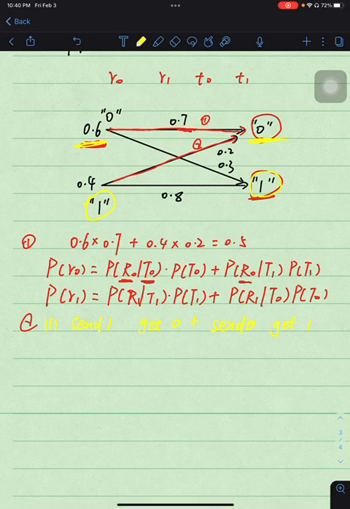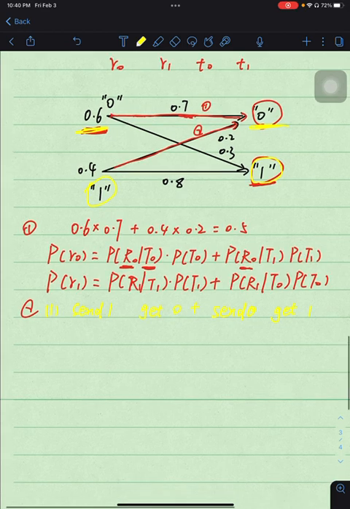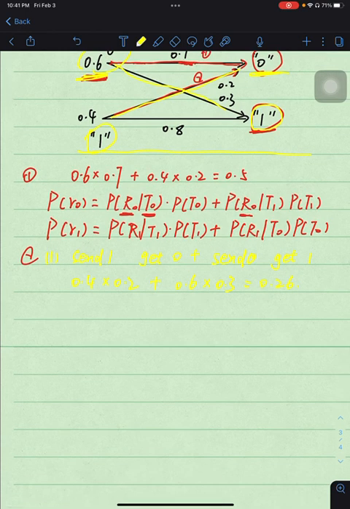Right, these are two parts, and from the picture, we can know send 1 is 0.4, and get 0 is this way. And send 0 is here, and get 1 is this way, right? So from the picture we can get this formulation. So the answer is 0.26.